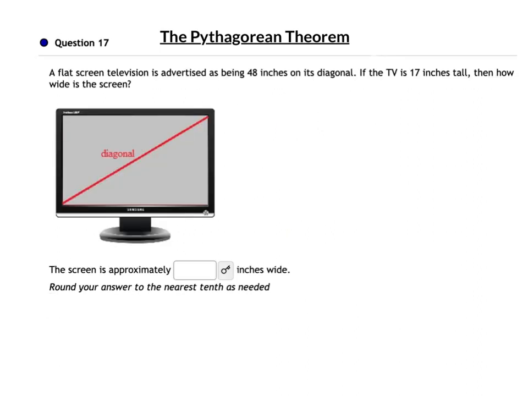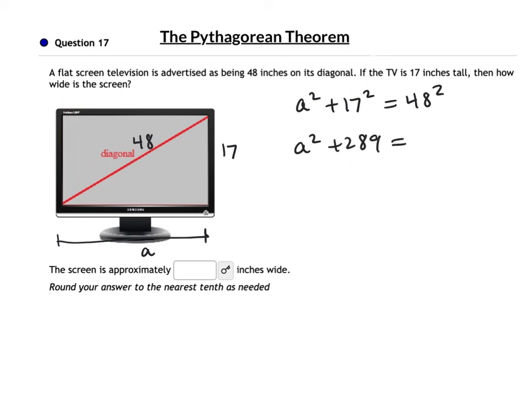Here's an application problem. TVs and computer monitors are often advertised using the diagonals. So if a TV, or a flat screen in this case, has a diagonal of 48, and the TV is 17 inches tall, then how wide is the screen? So this is my A or my B. A squared plus 17 squared is equal to 48 squared. A squared plus 289 is equal to 2,304. Let's subtract 289 from each side.